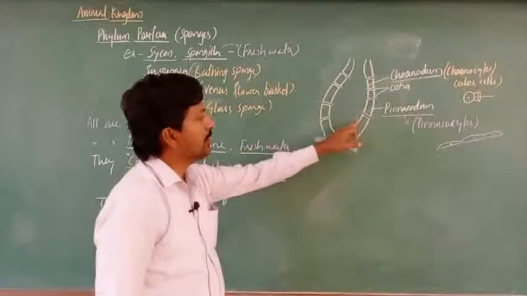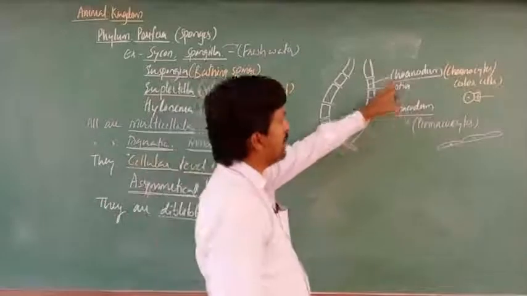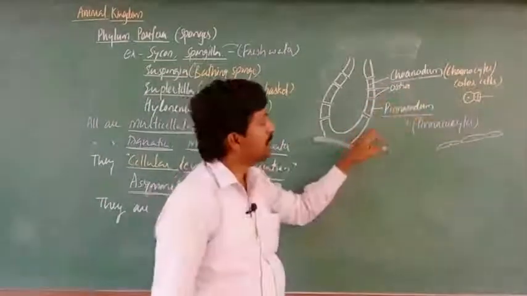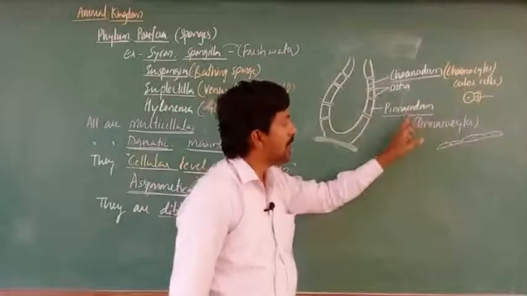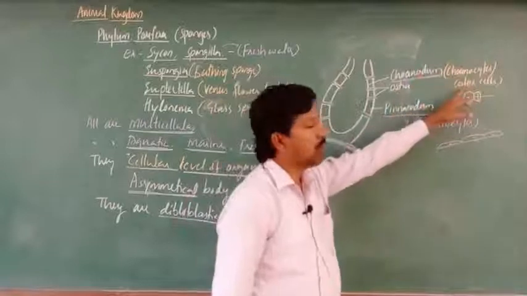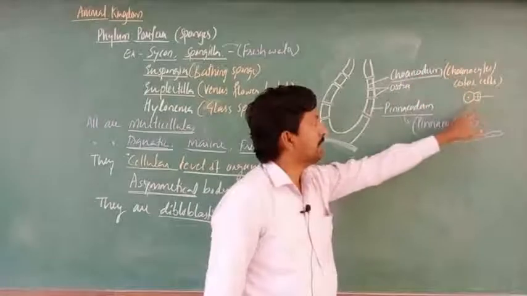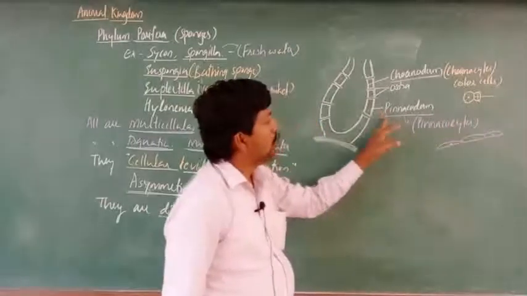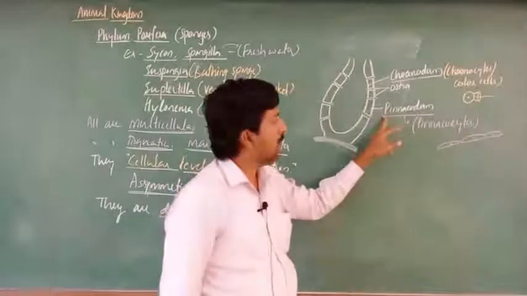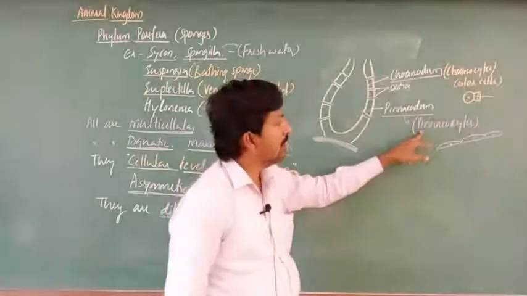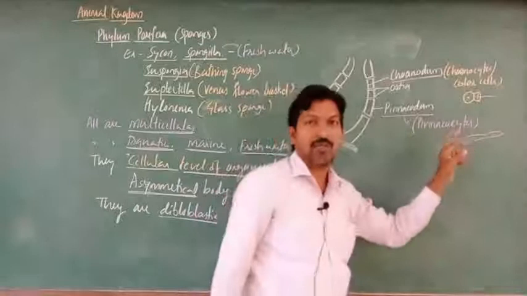Inner, the choanoderm. Inner one is called choanoderm, and outer layer is called pinacoderm. So choanoderm is made up of choanocytes, or also called collar cells, which are like this. So you can observe the cells, and the pinacoderm, which is the outer layer, and it is formed by the special flat cells. They are called pinacocytes, right?